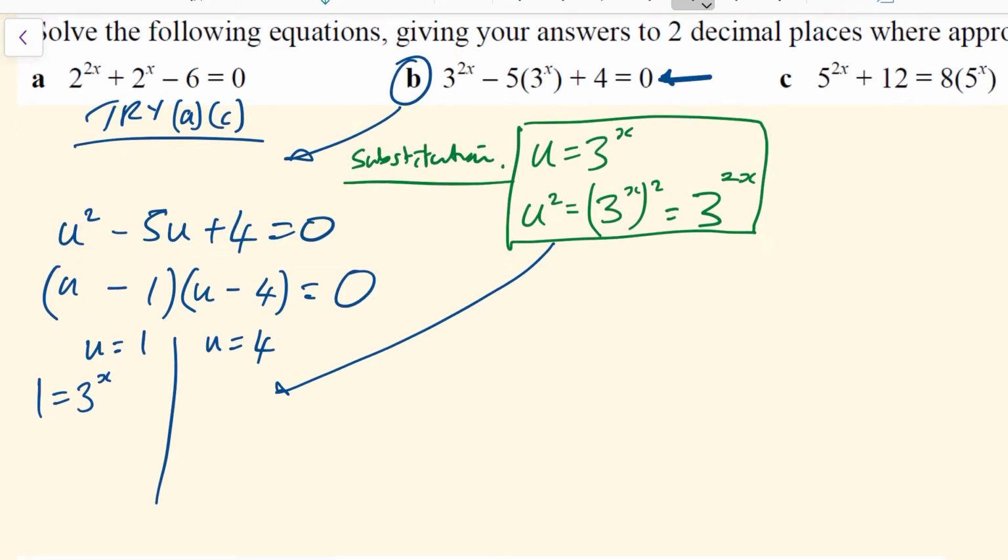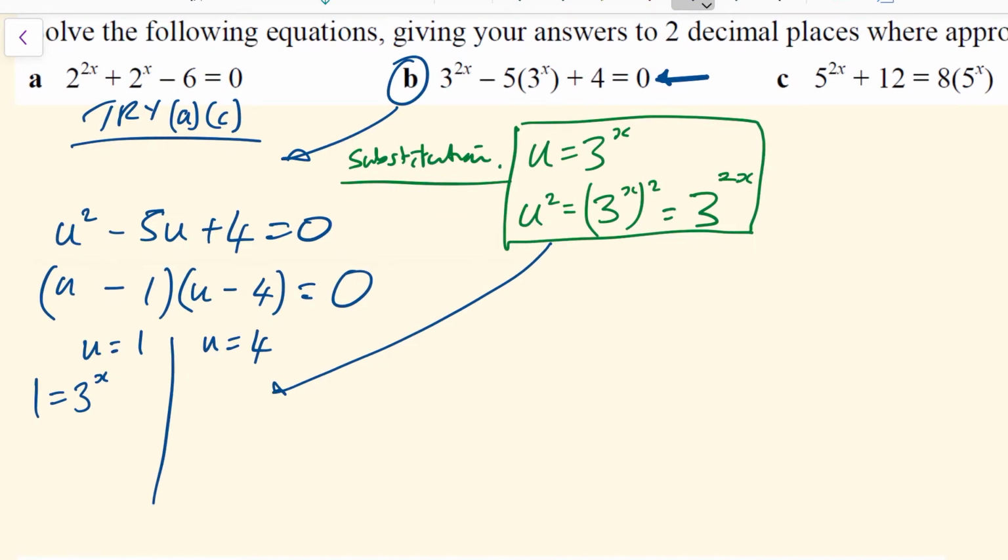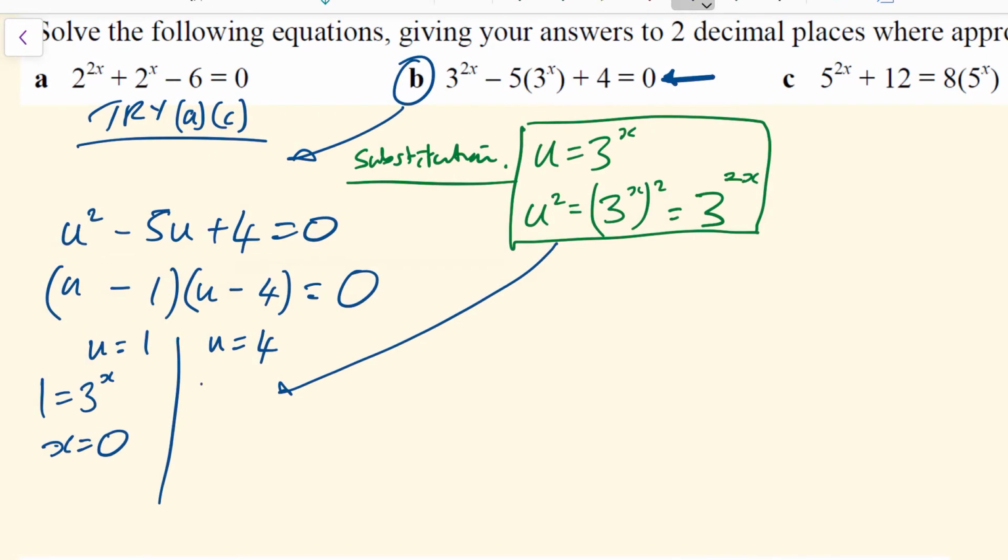This one we can kind of solve by trial and error. If you remember lots of your indices rules, you will know that 3 to the power of 0 equals 1, and so x is equal to 0. Okay? You may not have to just remember that. There may be another way. Let's have a look at this.